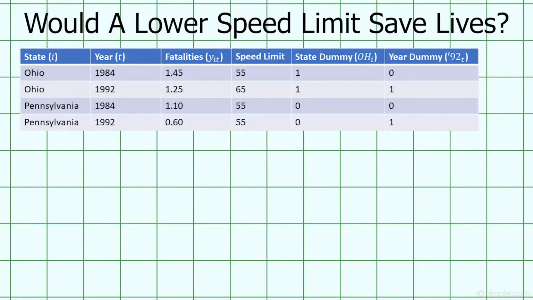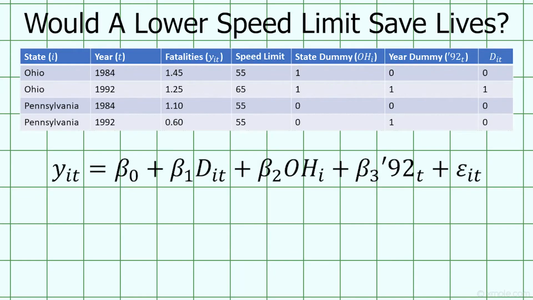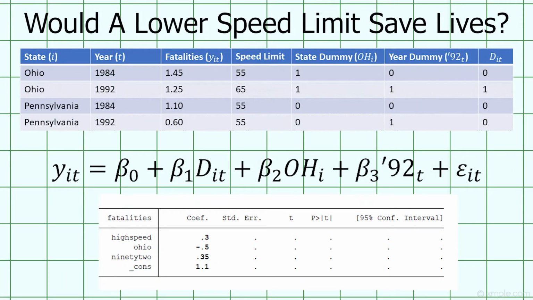Finally, we need one more variable that indicates the state year observations where the speed limit is 65 miles per hour, which is just Ohio in 1992. Now, we can obtain the difference in differences estimate of the treatment effect by running this regression. We regress our dependent variable, fatalities, on this variable that indicates the treatment, and our state and year dummy variables. Note that the coefficient on the treatment variable here is 0.3, the same as when we calculated arithmetically earlier.